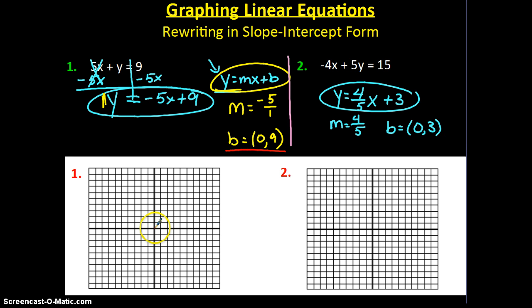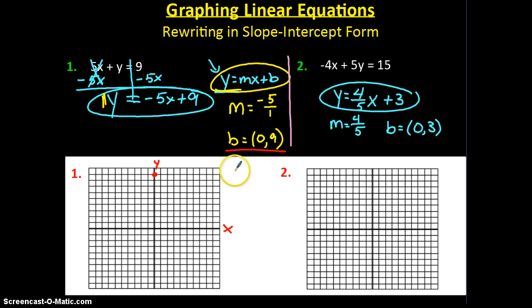So I'm going to go up to that 0, 9, and yes, the first thing I must do, obviously, is label my axes. Okay, so I'm going to go up to that y-intercept of 0, 9, so I'll go up 9 on that y-axis. 1, 2, 3, 4, 5, 6, 7, 8, 9. Bang. And now we're going to use our slope.